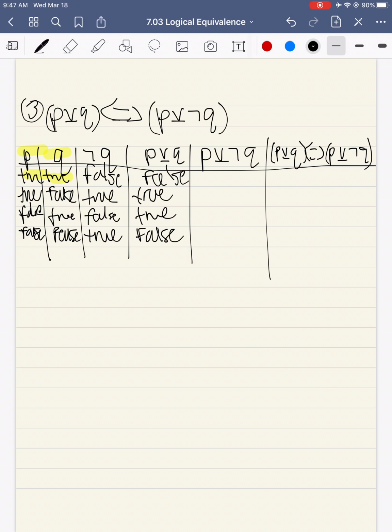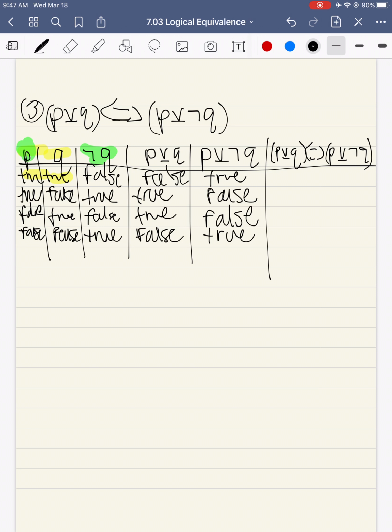Then we have P exclusive or not Q. So now we're going to look at this column and this column. So we have true, false. So again, for exclusive or, only one can be true to be true. So true here. True, true, that is false. False, false, that is false. And then false, true, that is true.